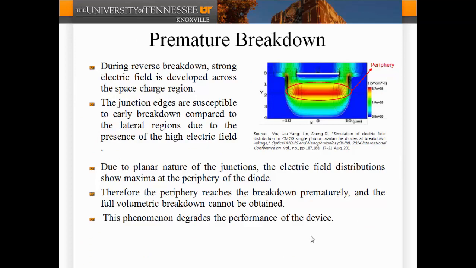So this is showing the premature breakdown. This is a simulation that is borrowed from another paper by Wu. It is actually a simulation using a device simulator. It shows that at the corners the electric field is high, and it causes premature breakdown at the corners of this device.